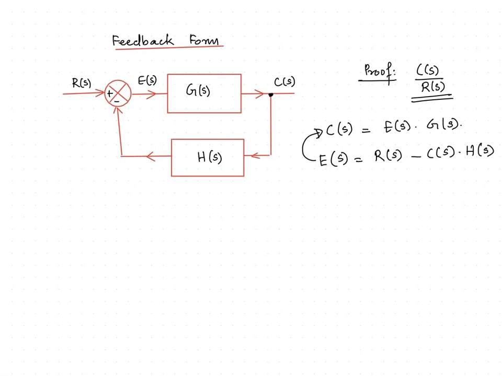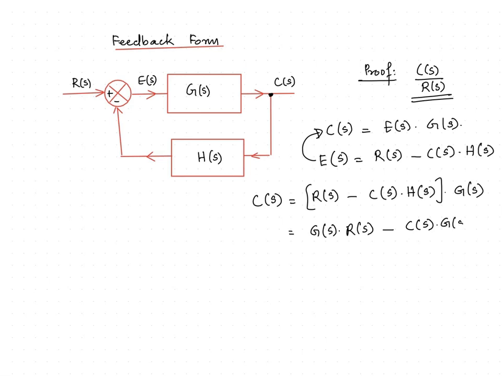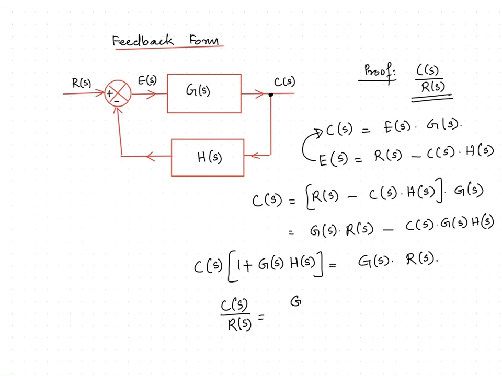Substitute the second in the first. So we have C(S) is equal to [R(S) minus C(S) into H(S)], the whole into G(S). That is equal to G(S) into R(S) minus C(S) into G(S) into H(S). Taking C(S) terms together, C(S) into [1 plus G(S) into H(S)] equal to G(S) into R(S). So C(S) by R(S) is equal to G(S) divided by [1 plus G(S)H(S)].